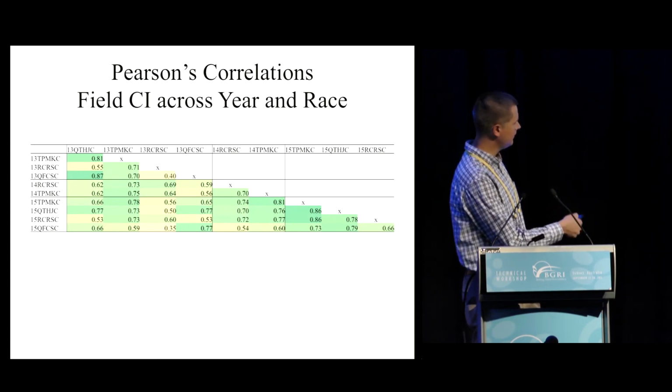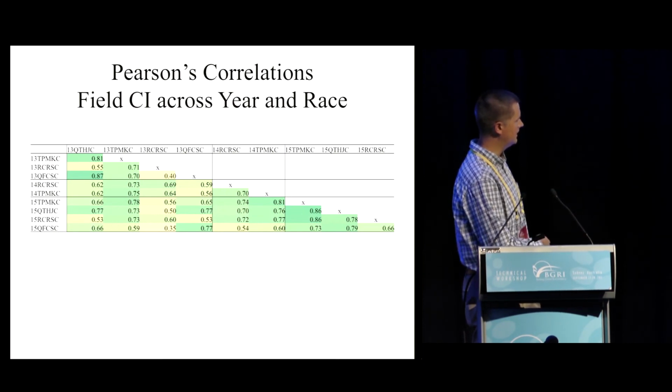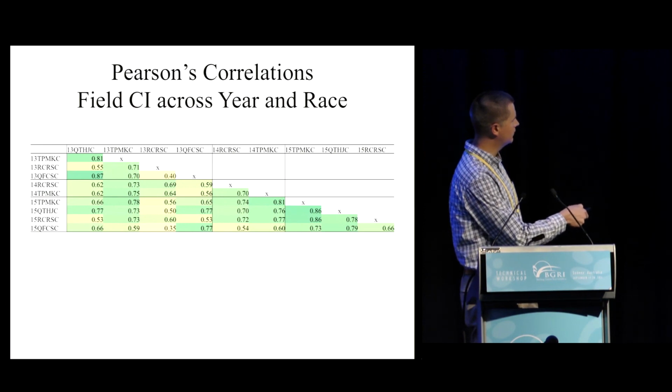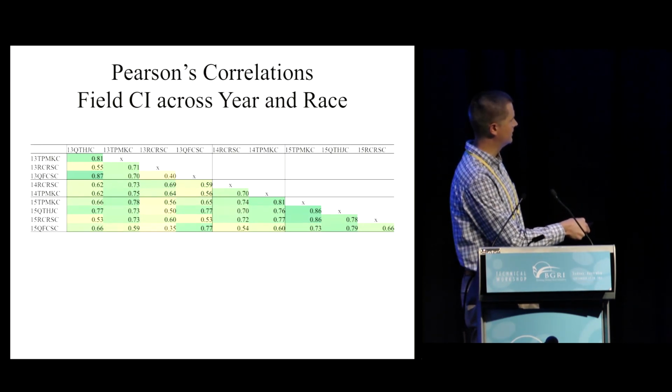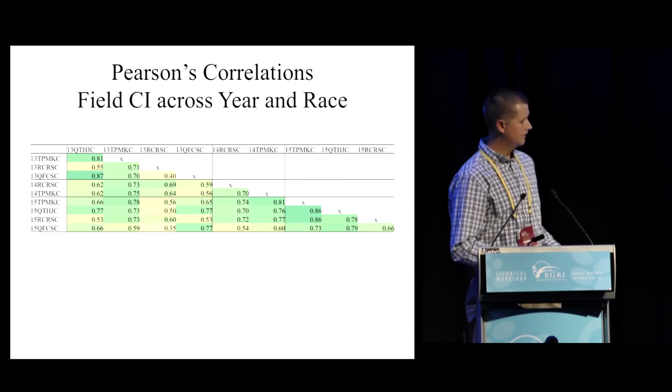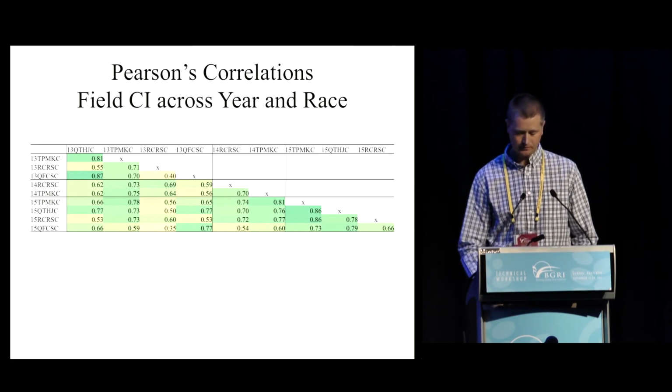And so the same race was highly correlated with itself in different years. And then the least correlated races were race RCRS and QFCS. We saw that pattern in 2013, and also in 2015, that was the lowest correlation observed.